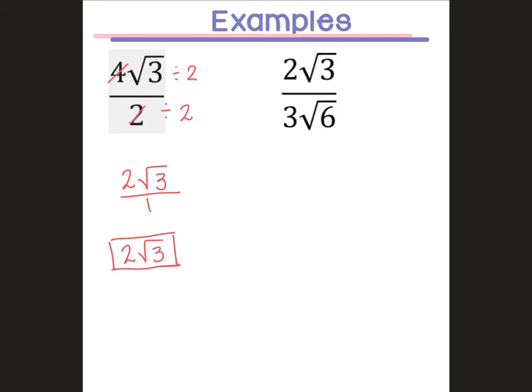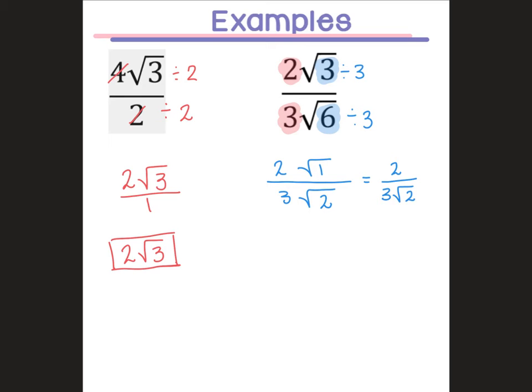For my next example, I would want to check if I can simplify the fraction, and I cannot. Then I would want to check if I can simplify the radicands, and I can divide both of those by 3. So I have 2 square root of 3 divided by 3 is square root of 1. Over 3, square root of 6 divided by 3 is 2. The square root of 1 is really 1, so I can just eliminate that from the numerator.